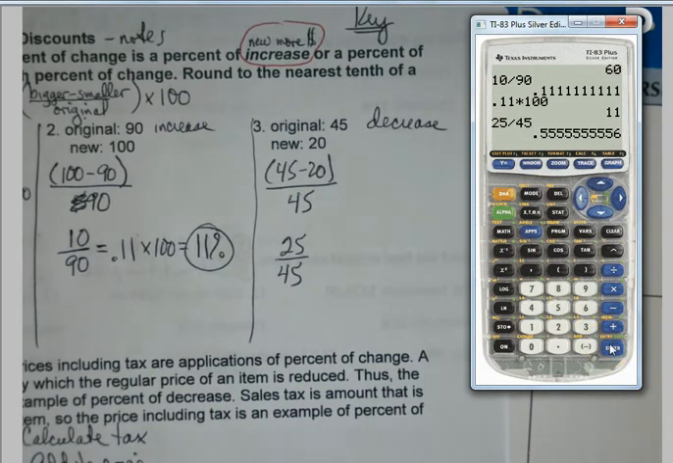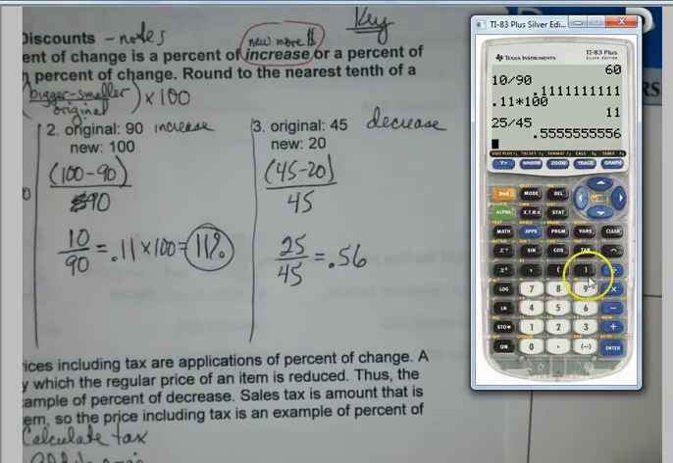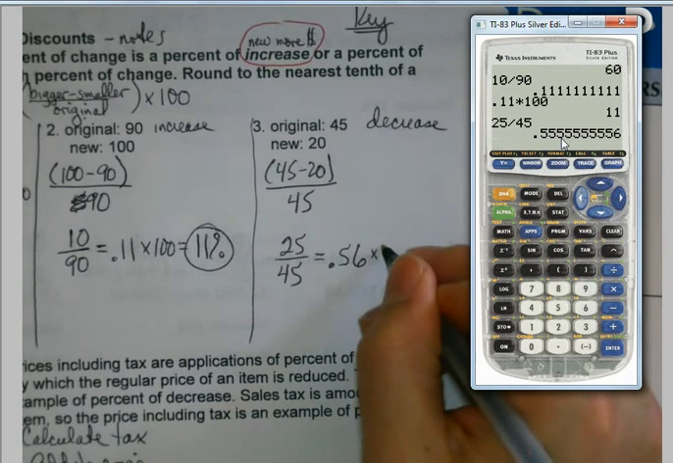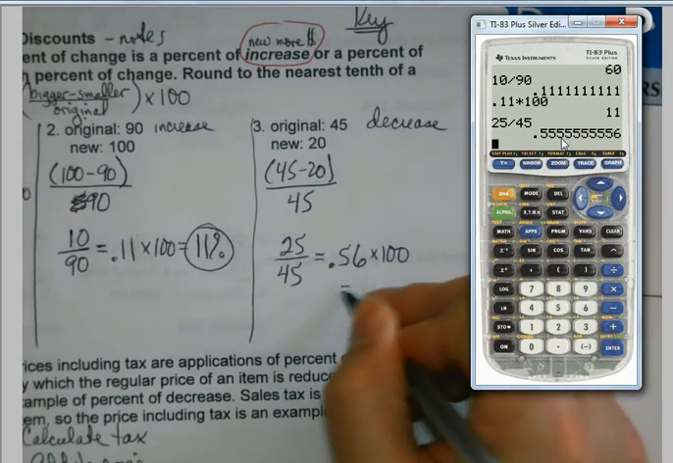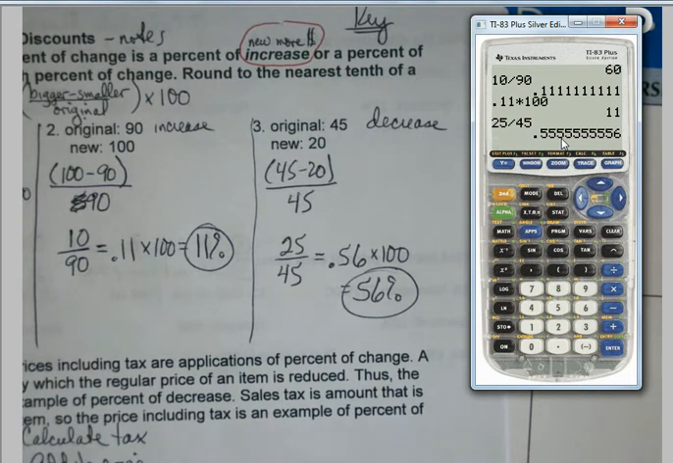Now, this time, we're going to do 0.56, because when we go to round, if that third number is 5 or above, we have to round up. So once we do that, we times it by 100, and that's a big old decrease in the price. That's a good sale.